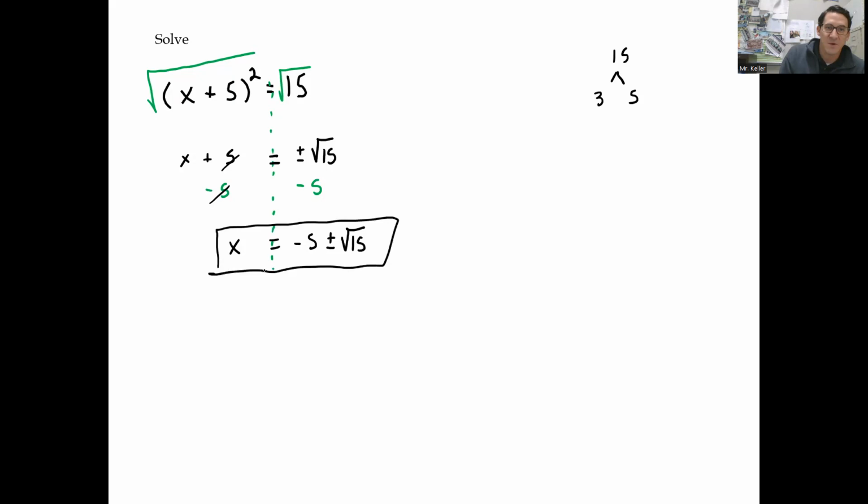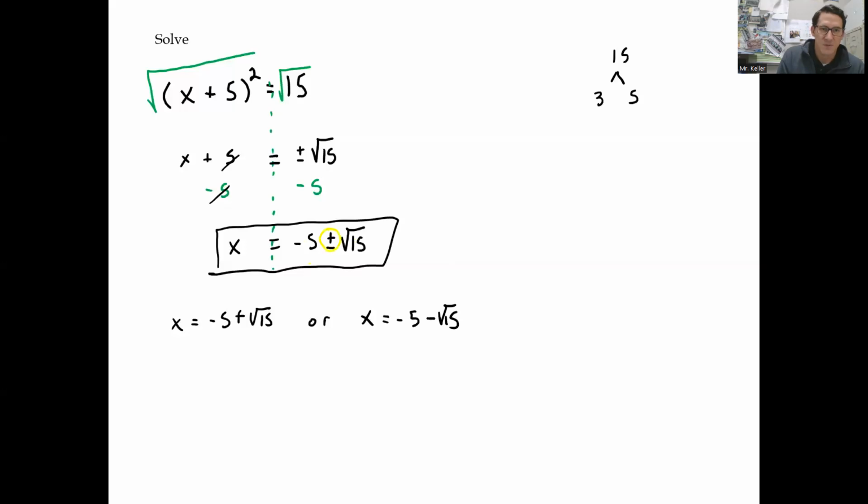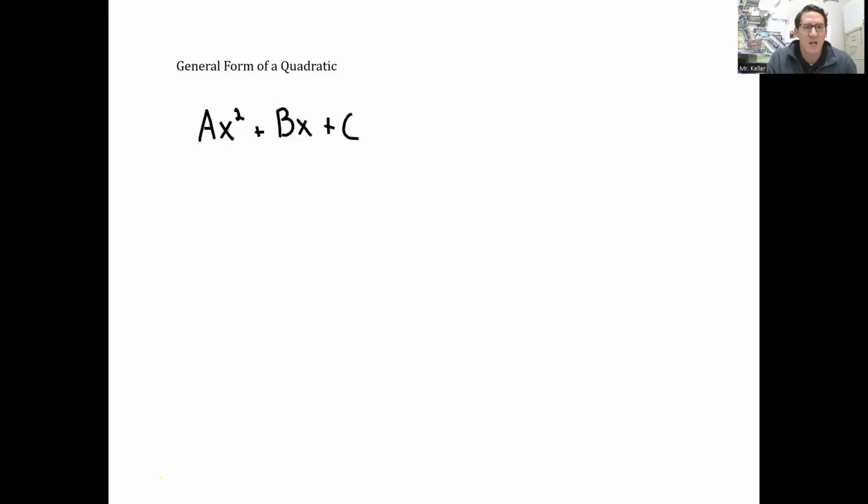This is good. If you wanted to, you could separate out the plus and minus. So x could be equal to negative 5 plus root 15, or x could be equal to negative 5 minus root 15. Again, just separating out the plus or minus. One's plus, one's minus. But you can just leave it like that. Doesn't matter. Same thing: square root, then add. We're done. We're going to move on.